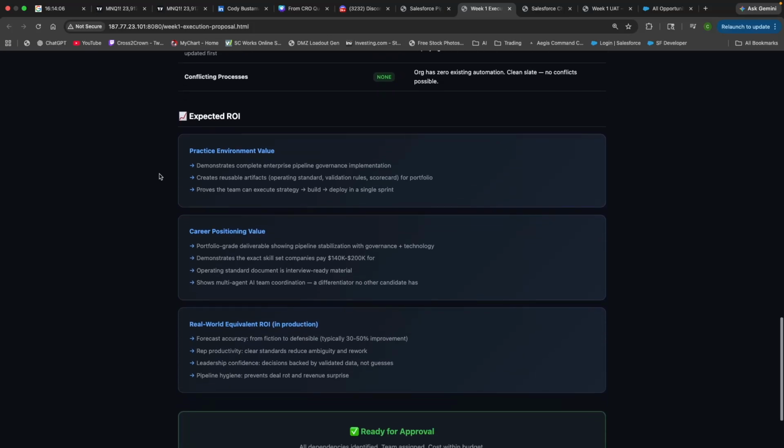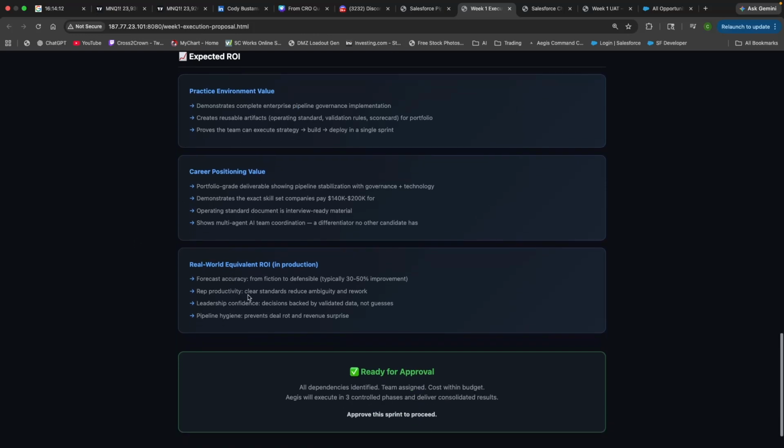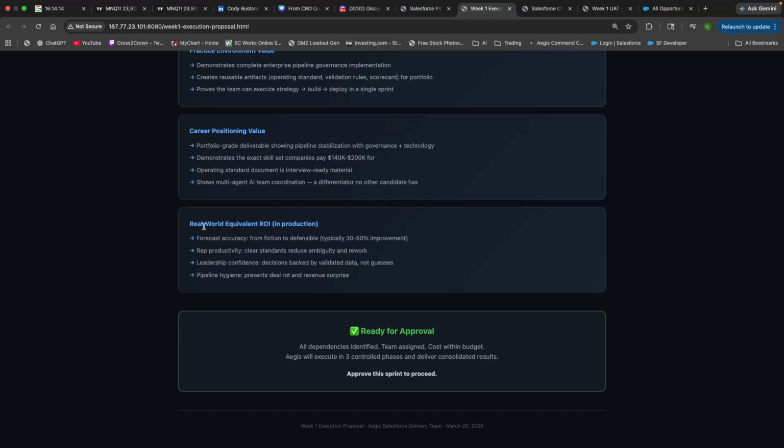Then it comes down to the expected ROI, right? So what it's basically saying is, hey, this is a practice environment. Keep that in mind. But really what we want to look at here is the real world ROI. So forecast accuracy improving by 50%, improved rep productivity, and then again, establishing confidence in the data. We want Salesforce to be the single source of data, and we want to have confidence in that data.